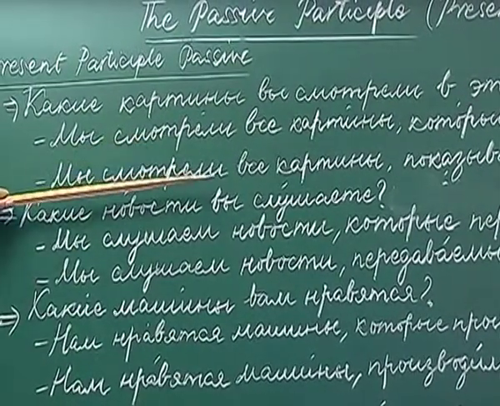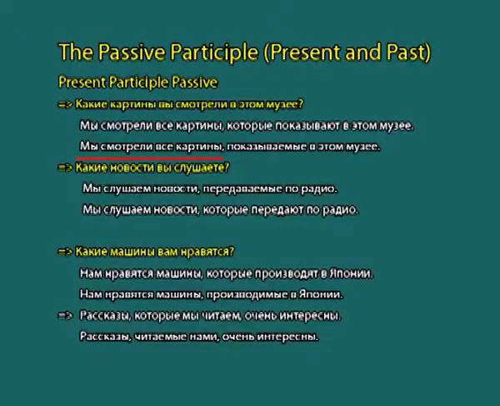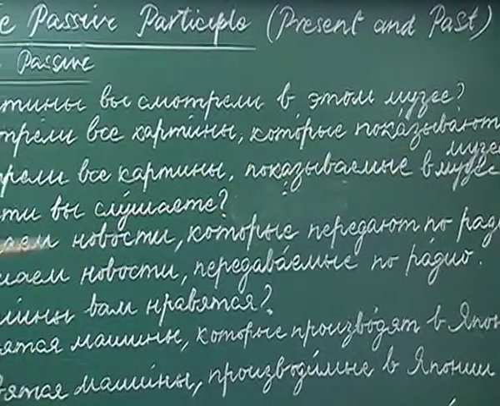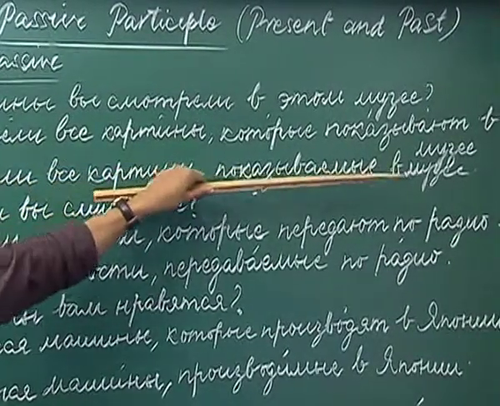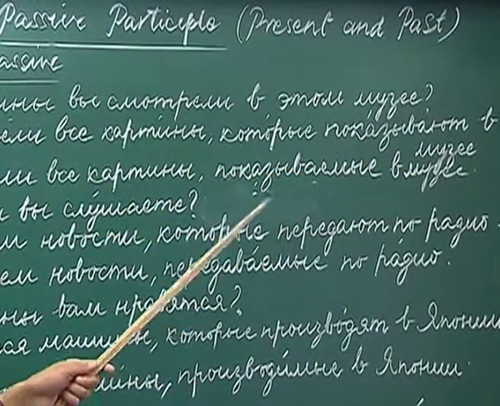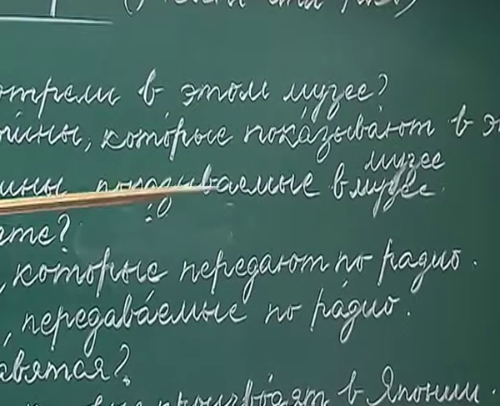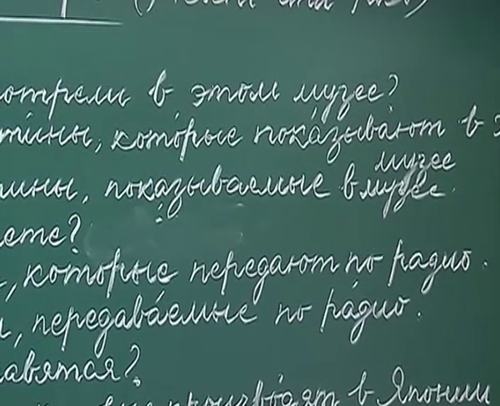So, now we will try to answer this question using the present participle passive. And how do we do that? Mis matrieli vse karchini pakazivayami muzei. Or pakazivayami vata muzei. So, we looked at all the pictures which are being shown in the museum. As you can see here, this action is being denoted in the passive voice. And the action is taking place in the present, that is why we are using present participle passive.